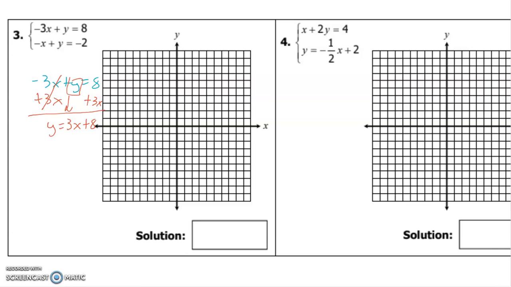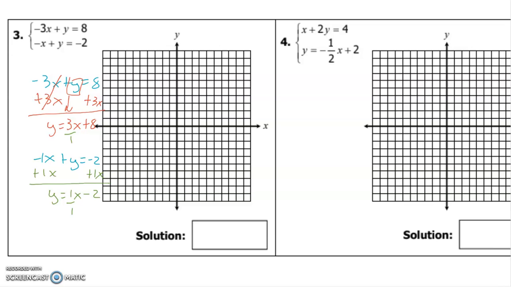All right, and then for the second equation, I have negative x plus y equals negative 2. And that's the same thing as negative 1x. So I'm going to do the opposite again of subtraction. I'm going to add 1x to both sides. And I'll get y is equal to 1x minus 2. All right, so now you have your two equations in slope-intercept form. You just have to identify your y-intercept and then use your slope to graph. Remember, this is the same thing as 3 over 1, and this is the same thing as 1 over 1 when you're using your slope.